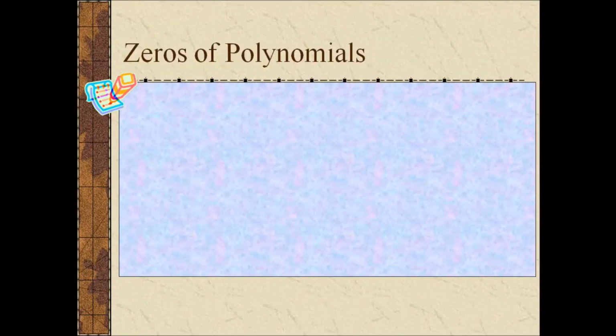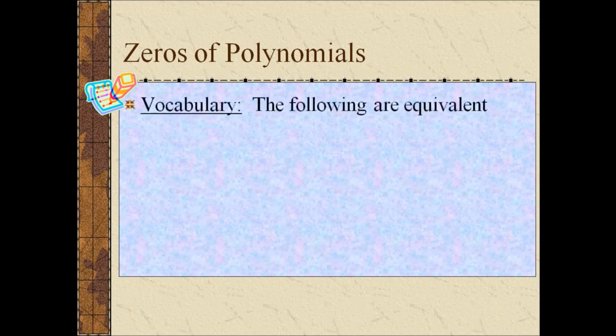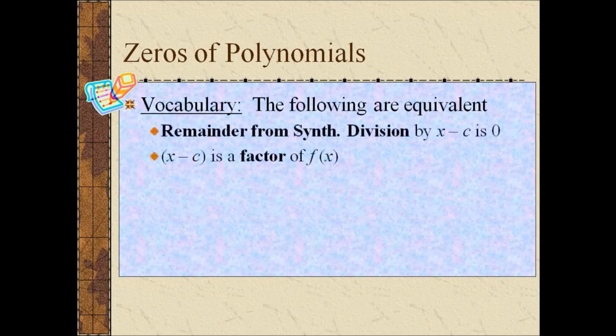In this next part of the video, I want to talk about some vocabulary relating to zeros of polynomials. So we've talked a little bit about the factor theorem and the remainder theorem, and we'll start with those concepts here. The following ideas are all equivalent. If you get a remainder from synthetic division by the quantity x minus c, and that remainder is 0, we just said that means that x minus c is a factor of f of x. That was what we called the factor theorem.